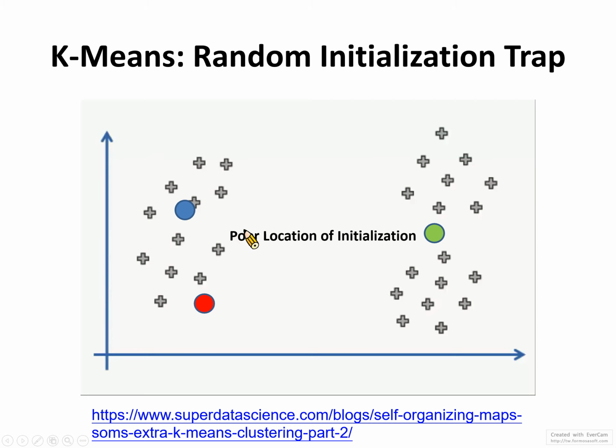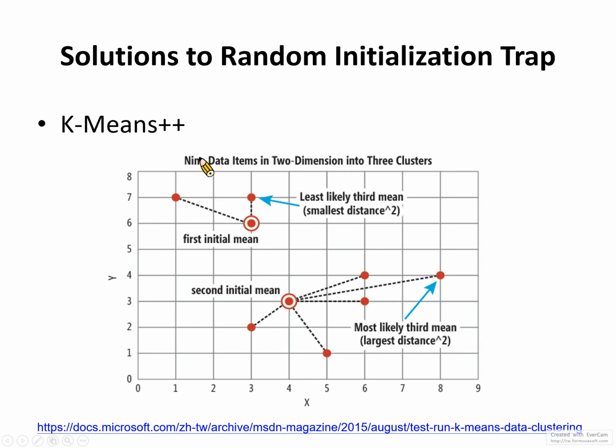So the selection of the initial location of the centroid is very essential to your final result. And so this is what we call the random initialization trap. And the solutions to this trap are many, but there are two common methods that we can try to overcome these limitations.